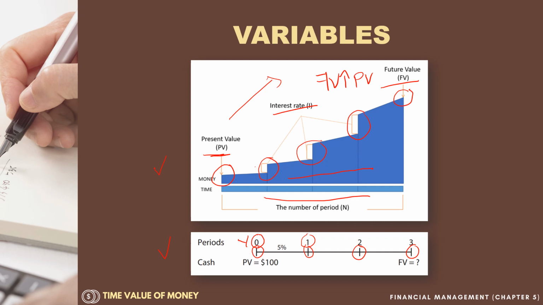Now the cash here, let's say for example, we have a present value of $100. How much would this $100 grow after 3 years? What is the future value of your $100 at the end of the 3 years, given the interest rate of 5%?